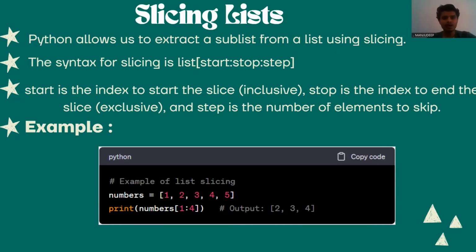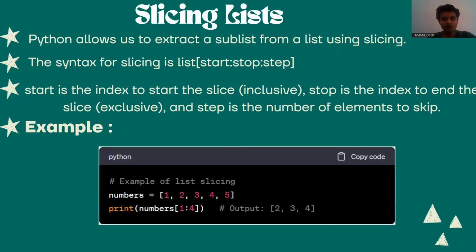The example of slicing in a list is given here. The list name numbers is equal to open the square brackets 1, comma, 2, comma, 3, comma, 4, comma, 5, as they are not strings, they do not need inverted commas, and close the square bracket. Print numbers, open the square bracket 1 colon 4, close the square bracket. The output of this code will be open the square bracket 2, comma, 3, comma, 4.